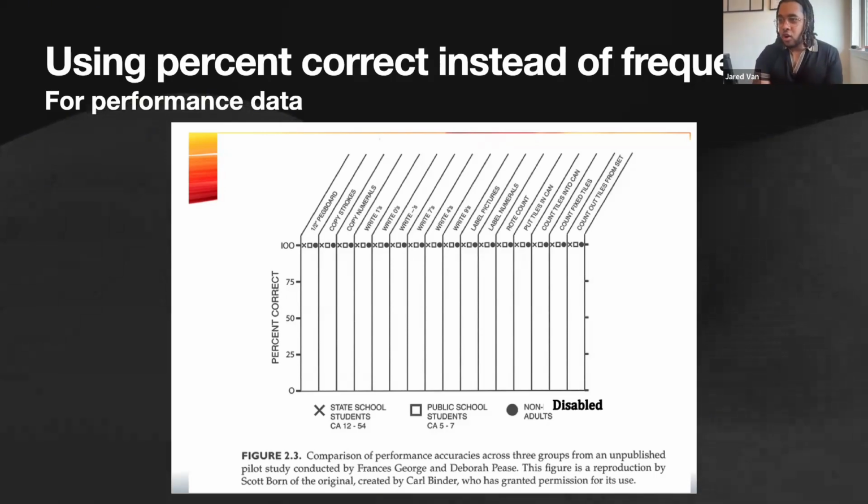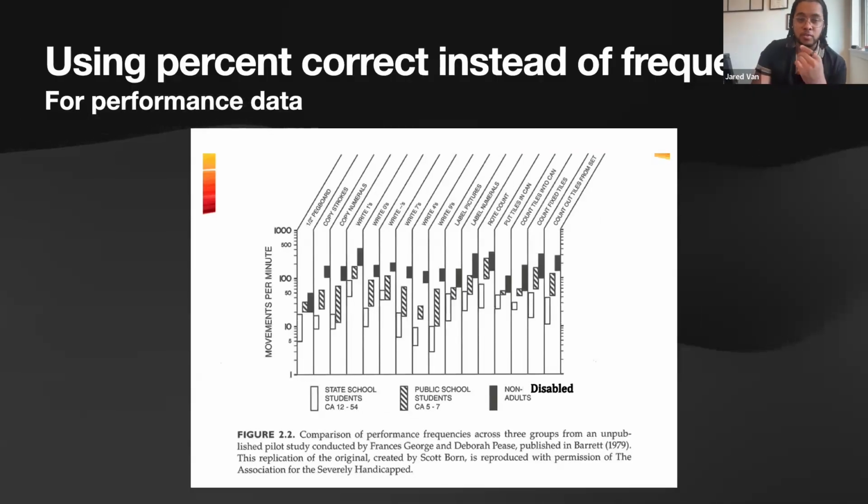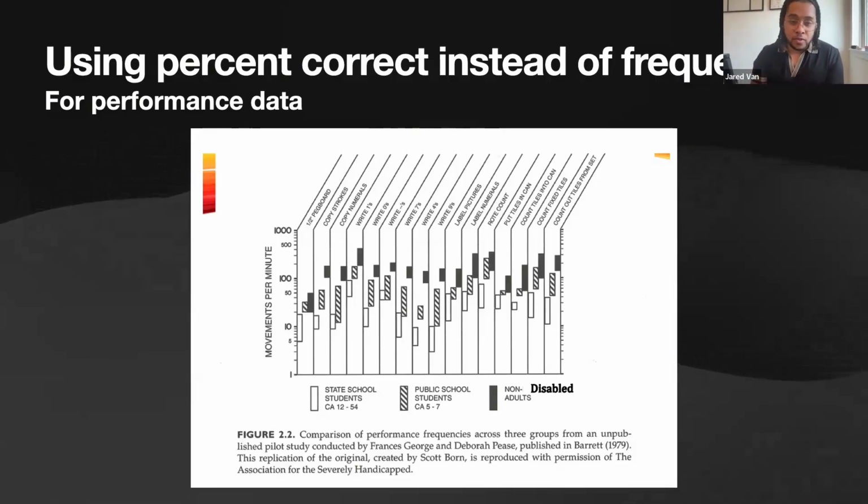So as you can see, all three groups look like they're performing the same. They're all at 100%. So there must be no difference between the students with disabilities versus the non-disabled adults, right? Well, when we use measurement with frequency, which is count per time, like number of times a number is written per minute, we can see the differences between beginning and mastery levels of skill. Since frequency is used here, you can clearly see the difference of levels of performance.